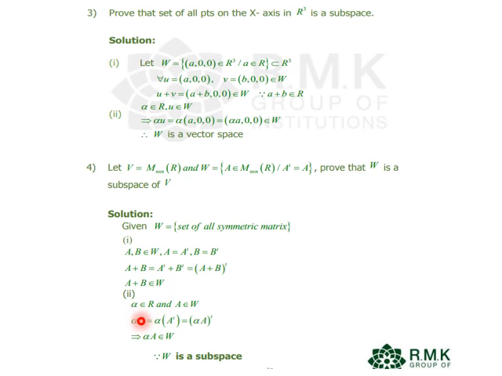Now scalar multiplication: take one alpha from R and A from W. A from W will satisfy A equals A transpose. Now multiply this alpha with A. A is nothing but A transpose. Now I can write alpha A transpose as (alpha A) whole transpose because R stands for real numbers only. So (alpha A) whole transpose. So this will imply that alpha A also belongs to W. Therefore W becomes a vector space.